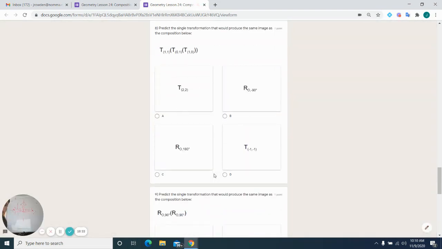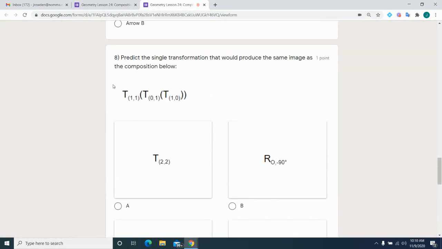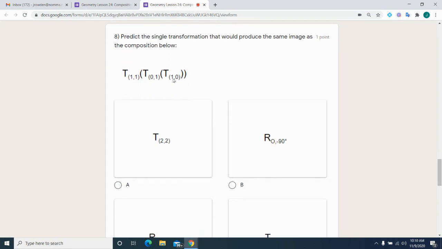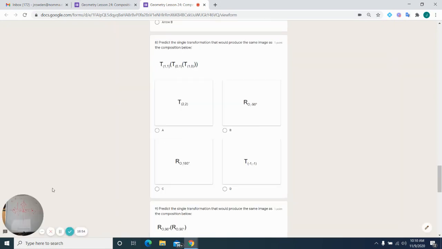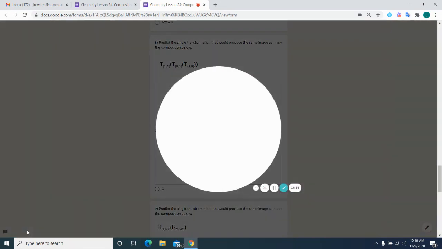Okay, so now predict the single transformation that would produce the same image as the composition below. So what would happen if instead of doing these one step at a time, we do all of them? So let's move up one, then move to the right one, then move up one and to the right one, okay?